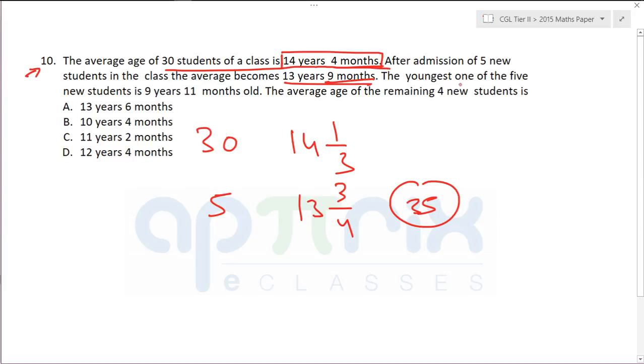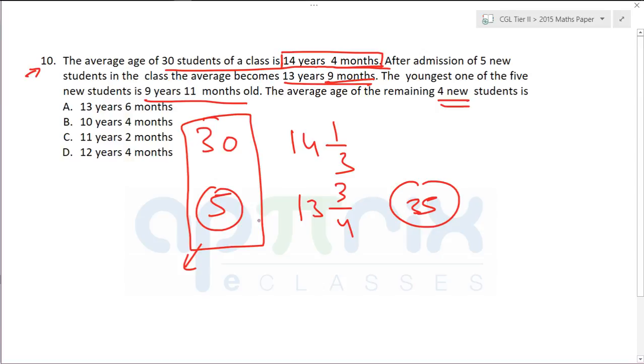The third information given is the youngest one of the 5. Among these 5, there is one youngest member who has this age. So you have to find the average age of the remaining 4 new students. Let me solve this using deviation. Whenever you have 2 values given like 30 and 5, 30 were there, 5 are entering, you can simplify the ratio to 6:1.